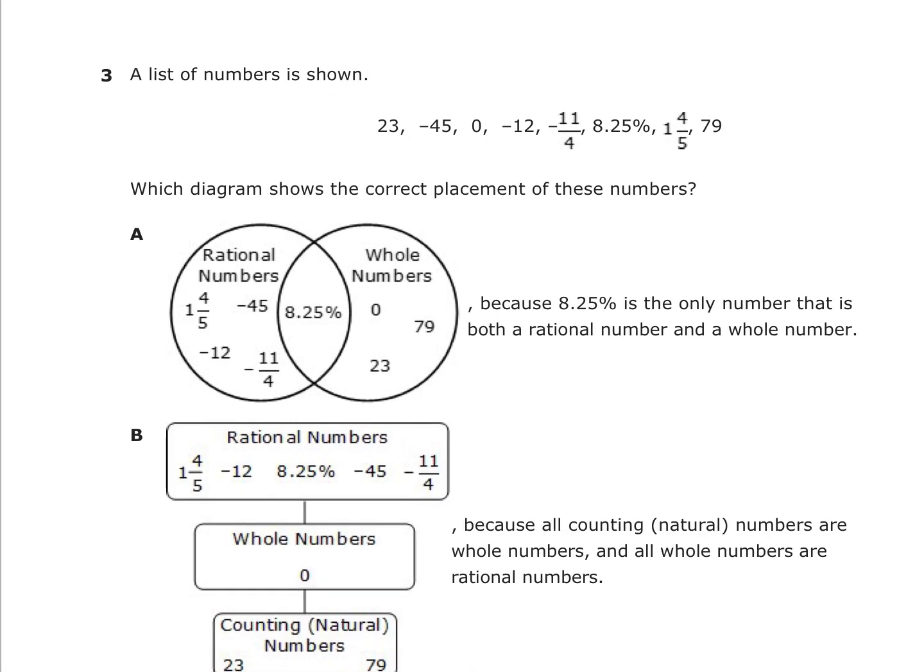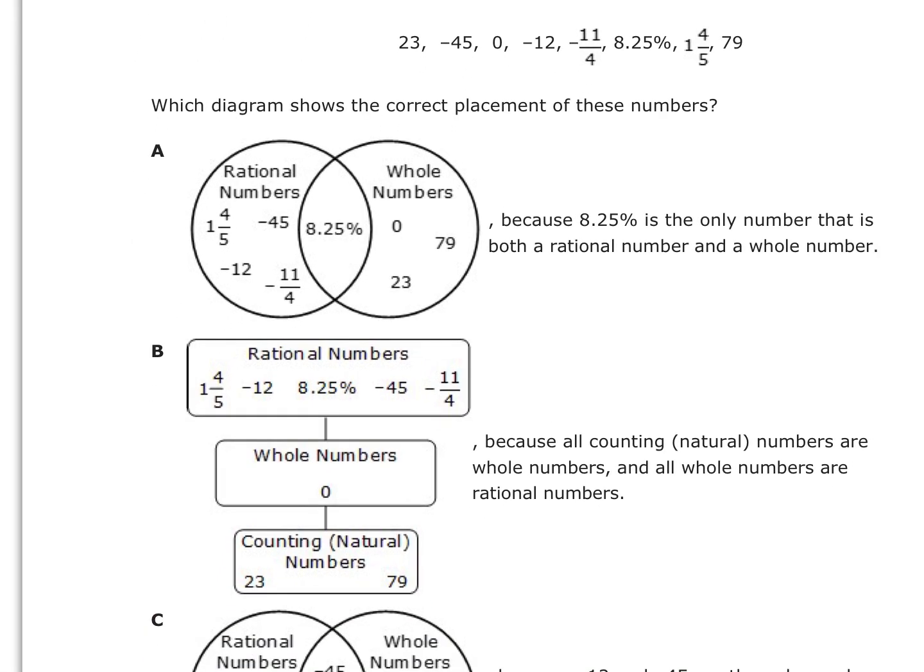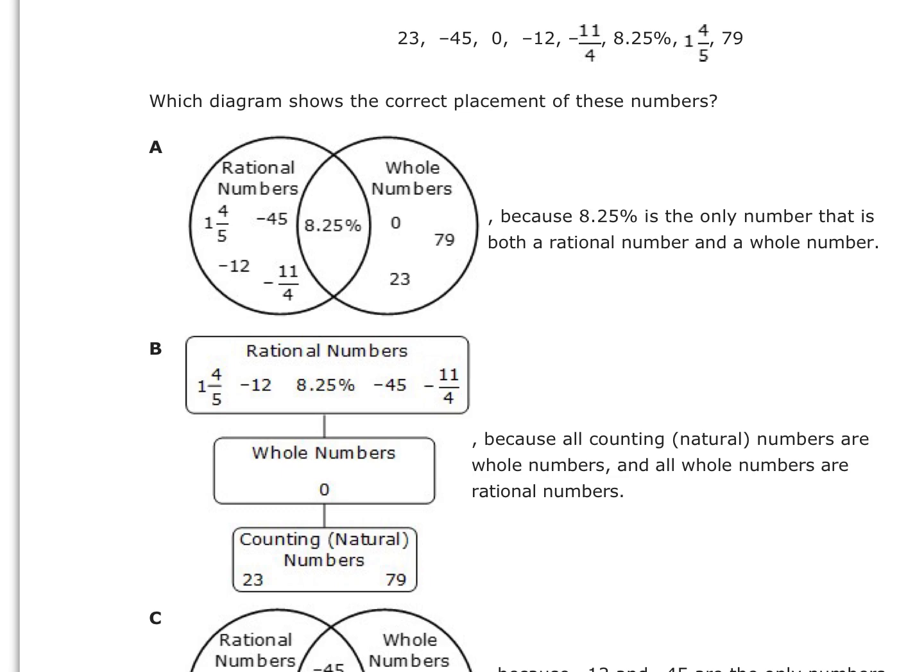Number 3. A list of numbers is shown. Which diagram shows the correct placement of these numbers? B. Okay, B. I think it's B.